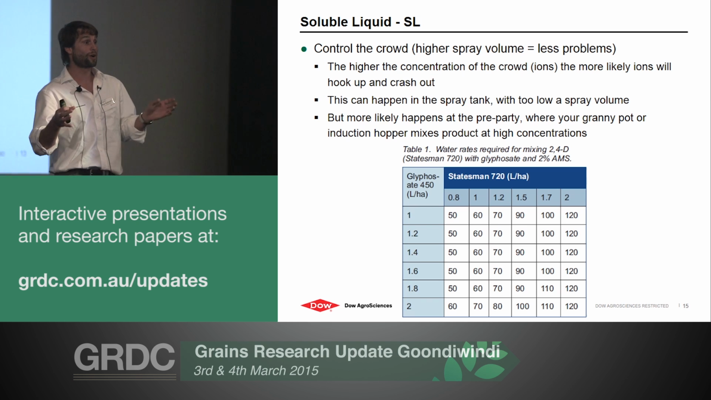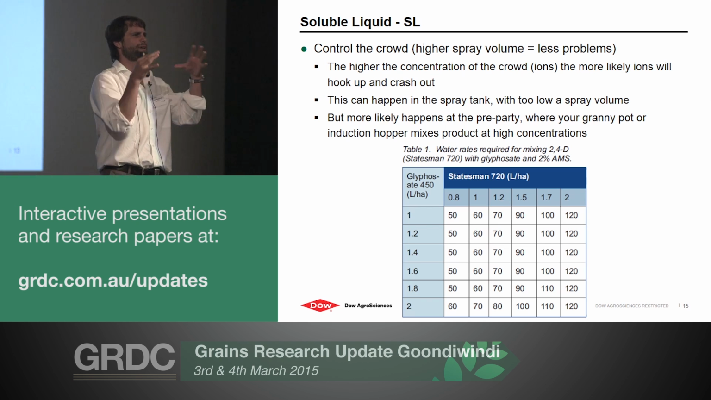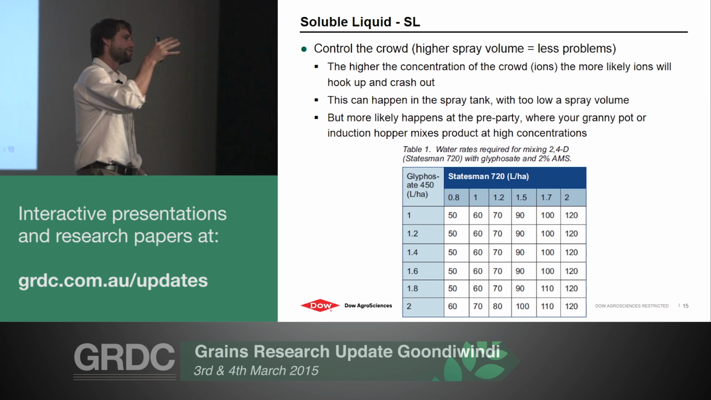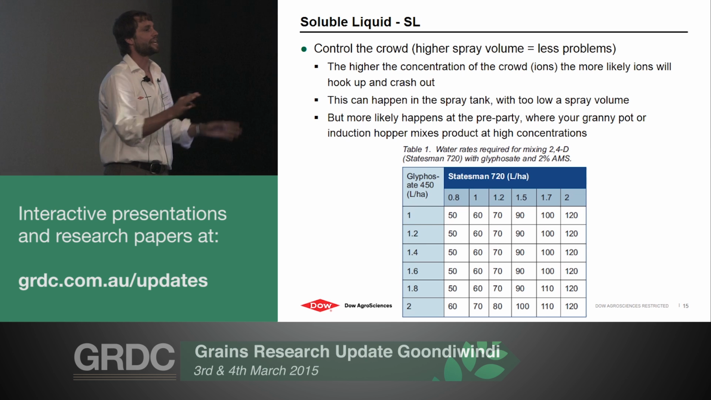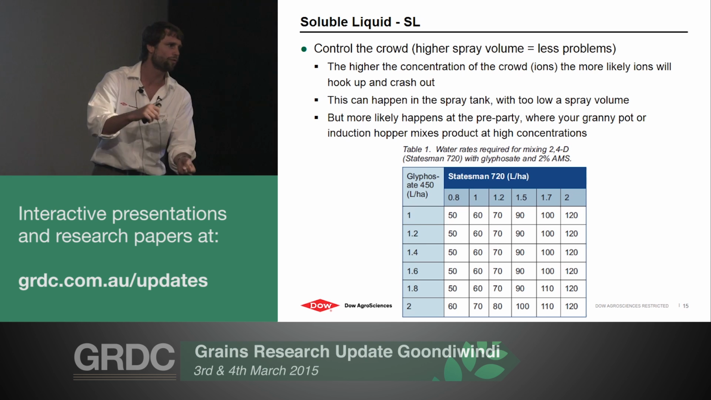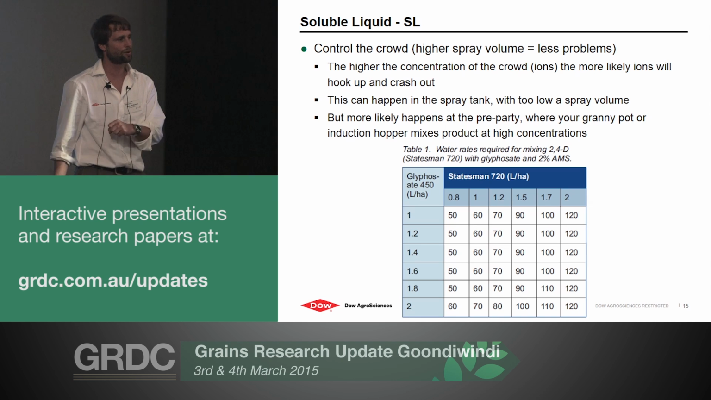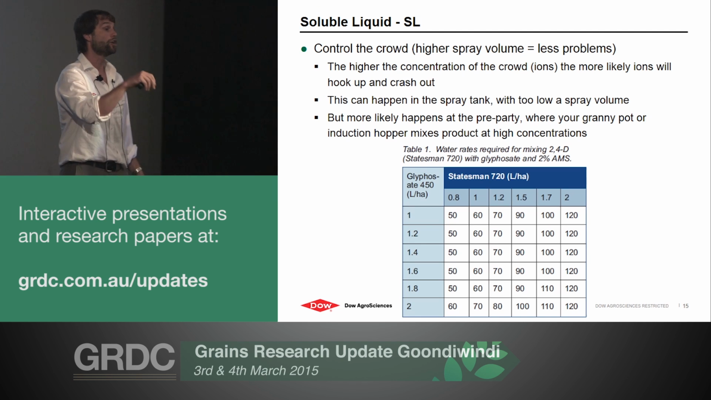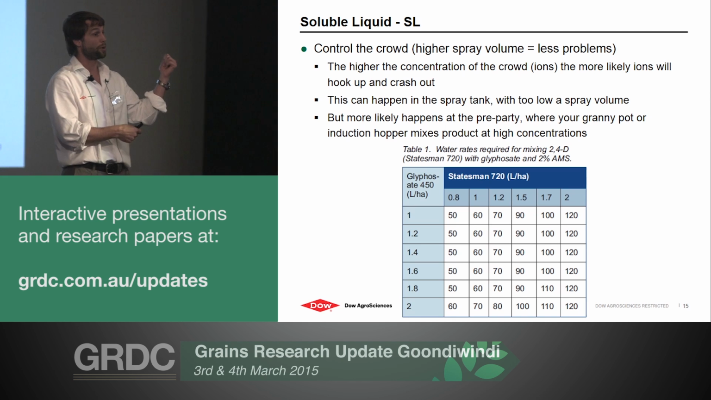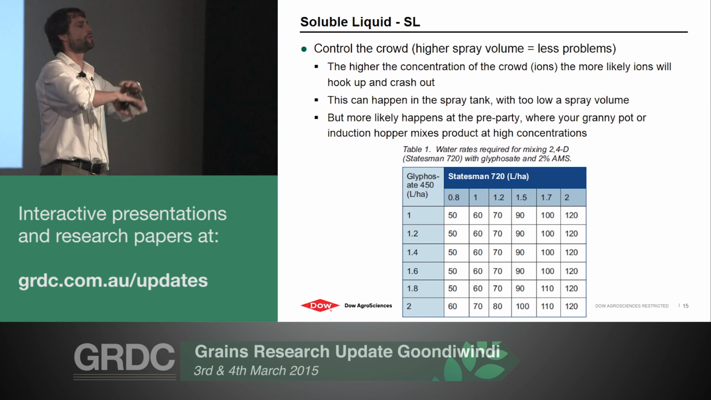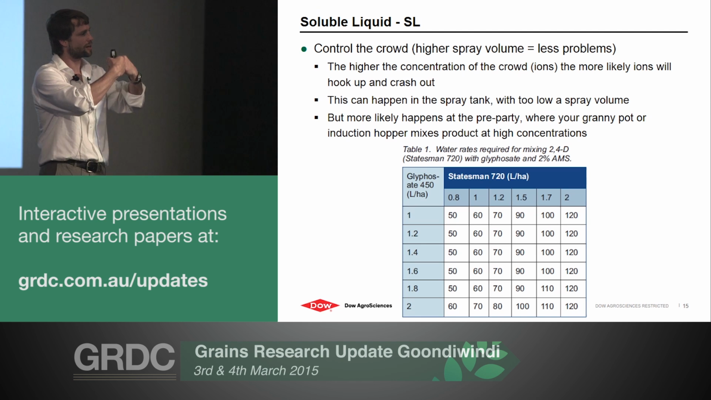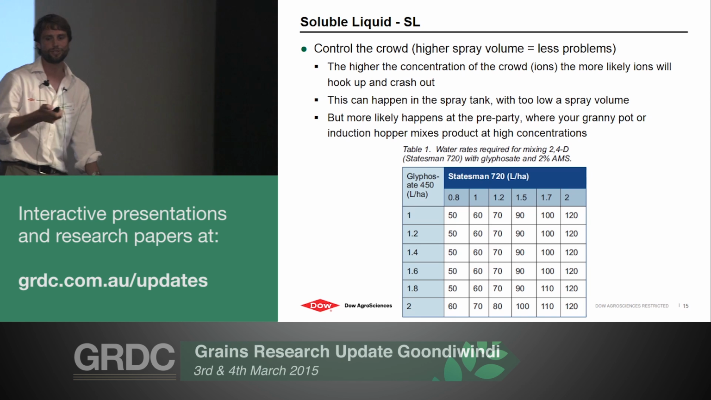If you go to a party and it's all crammed in, a mosh pit, people are going to hook up and crash out in the party. But it's not only in the spray tank that the party can crash, it's the lineup to get into the party. If you're using a granny pot and pouring 2,4-D on the back of glyphosate, throwing your AMS and dissolving it in there, you're going to have problems in the granny pot before it even gets into the bulk of the spray tank. You want to give these ions lots of room to party so they don't interact, hook up, crash out, and fill your filters.